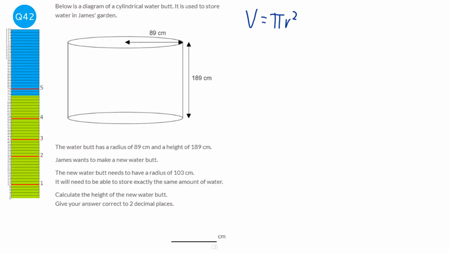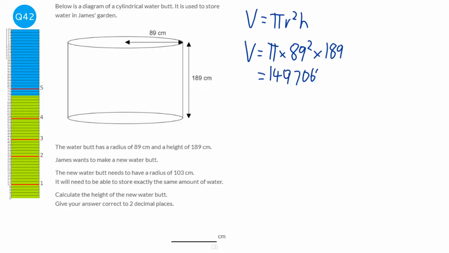So first thing to realise is that the formula for the volume of a cylinder is pi r squared h. So what we need to do first of all is work out the volume of the water butt that James currently has. So we're going to do the volume equals pi times the radius, which is 89 squared, times the height, which is 189. And when we do that, we get 1497,069 lots of pi. And I'll keep this in terms of pi just for simplicity.